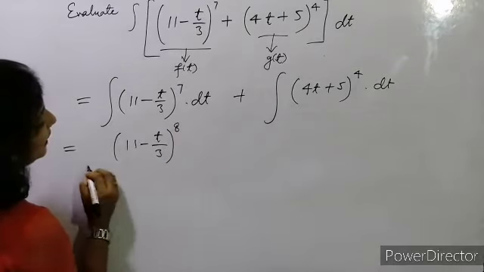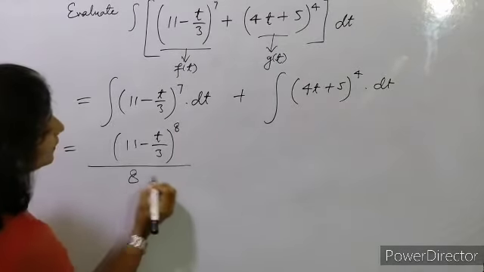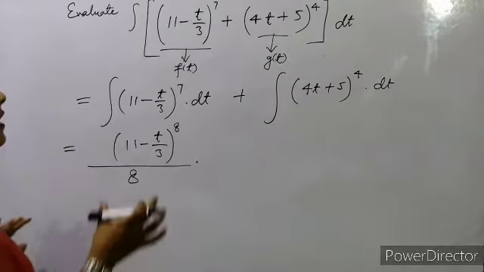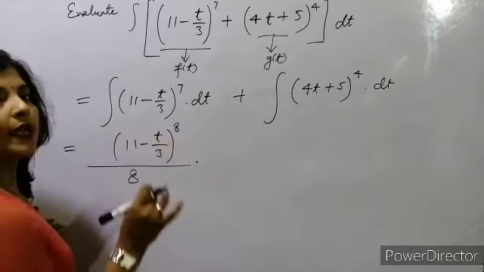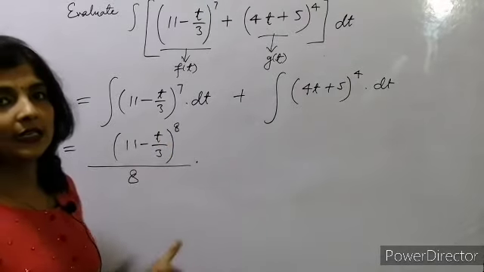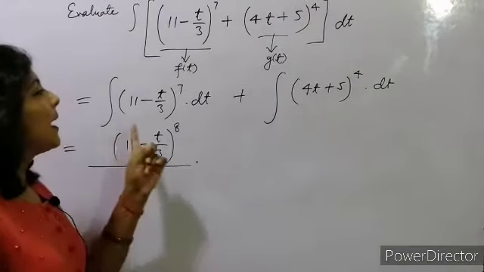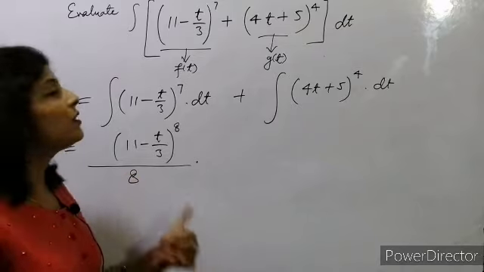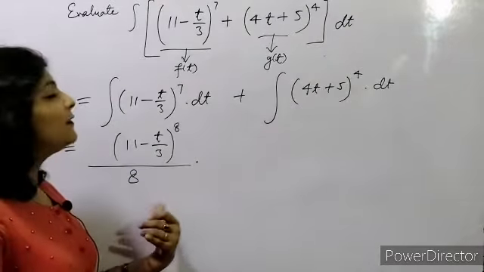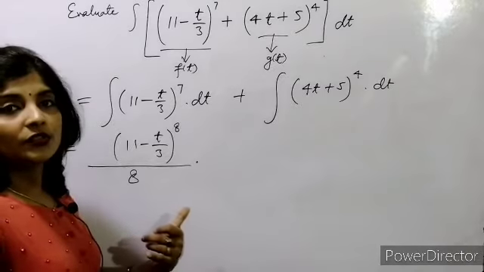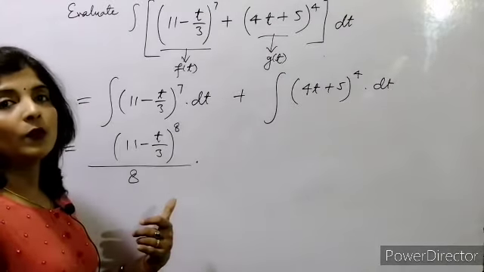Okay, and we have to divide it by 8. Now again, this part also we have to do. While differentiating, what we'll get is minus 1 upon 3, because when we differentiate 11 we'll get 0, and when we differentiate minus t upon 3 we'll get minus 1 upon 3.